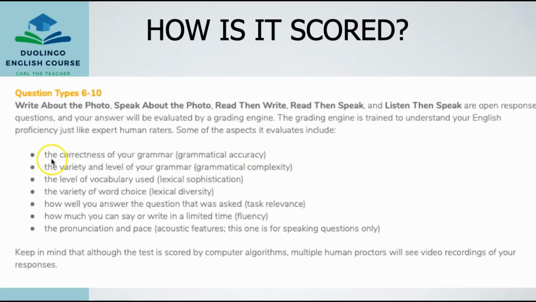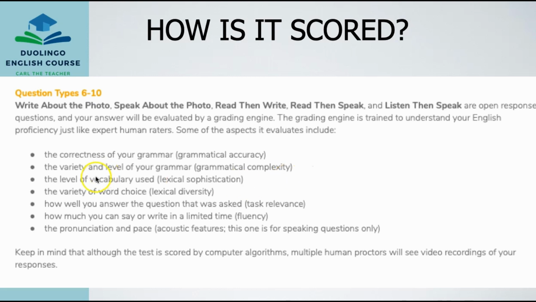So first of all, they look at the correctness of your grammar. So that's how accurate your grammar is. So checking that your verb endings are correct, for example. The variety and level of your grammar, grammatical complexity. So in English, we have lots of different past tenses, for example. There's the past perfect, there's the past simple, there's the past continuous. Using a different variety of tenses and not just sticking to one would mean that your grade would be higher because you would have a wider range of grammatical complexity.